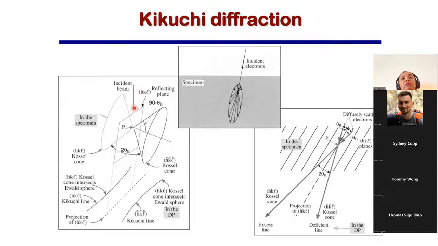Now, this is your incident beam. This is your reflecting plane. I should talk about this because this is very important to me. This is your incident beam here, and this is your plane here. And what is happening at the bottom of this plane? You see these lines? What is happening in these lines? So this plane is not a line, right? A plane has a certain thickness associated to it.